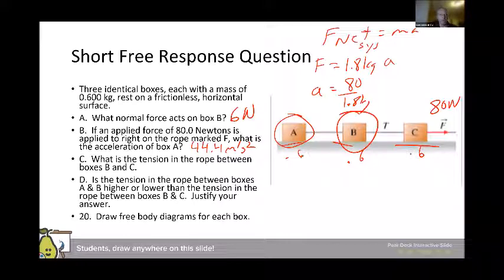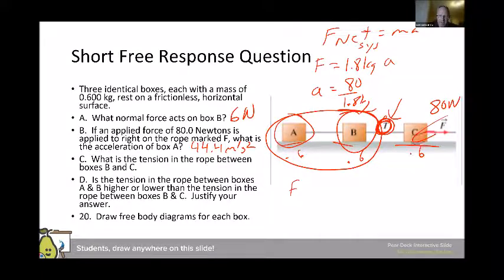All right, well, part C then asks for what is the tension in the rope between boxes B and C. So we're looking for that. Well, we've got to think that that force, because there's no friction, is the net force acting on these two boxes.